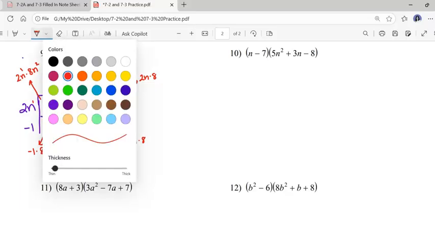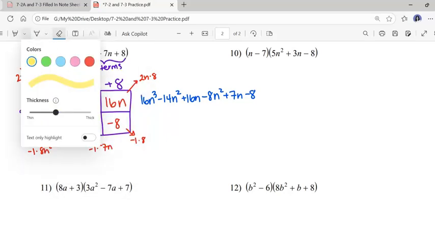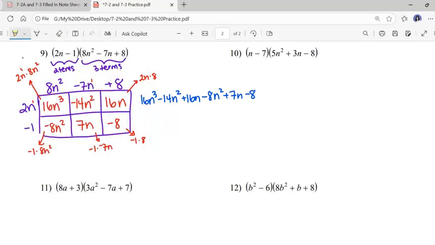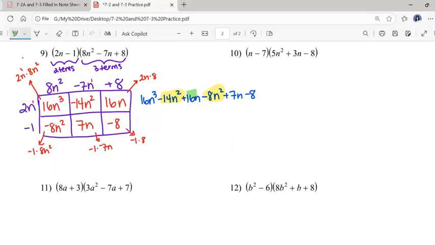I add all of our boxes together, which is kind of a lot in this situation. 16n to the third minus 14n to the second plus 16n minus 8n to the second plus 7n minus 8. And then I'm going to combine like terms. Here we're going to have a little bit different situation because we have a little bit more that has some shared terms. So I have those n squareds that I can combine together. And then I also have my n's.